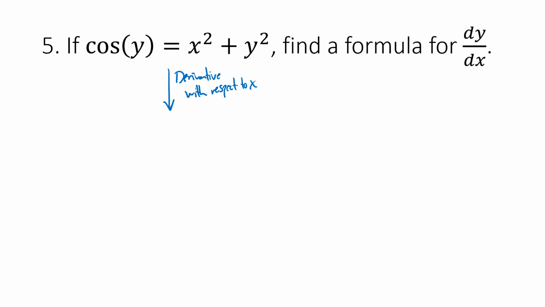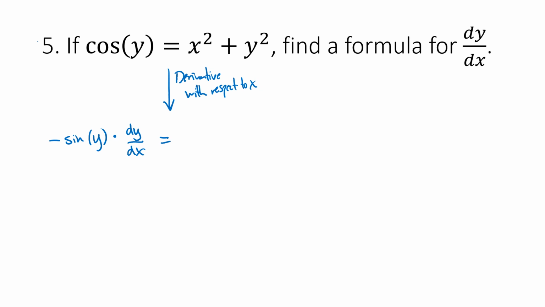So when we look at cosine of y, it looks very innocent, but when we take the derivative of cosine of y, we need the chain rule. So the chain rule says you take the derivative of the outside function. The derivative of cosine y is negative sine of y. But then, remember that's only half of the chain rule, I have to multiply by the derivative of the inside function. The inside function was y, and the derivative of y is dy dx.